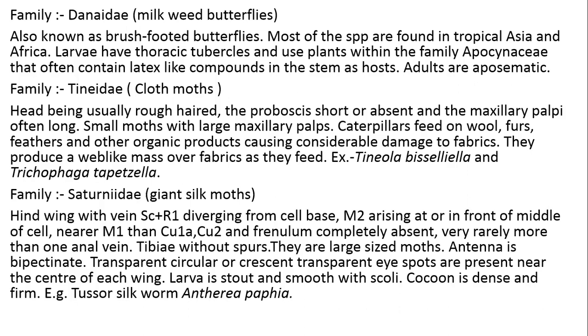Larva is stout and smooth with scoli. Cocoon is dense and firm. Tussar silkworm, Antheraea paphia, is the example of this family.